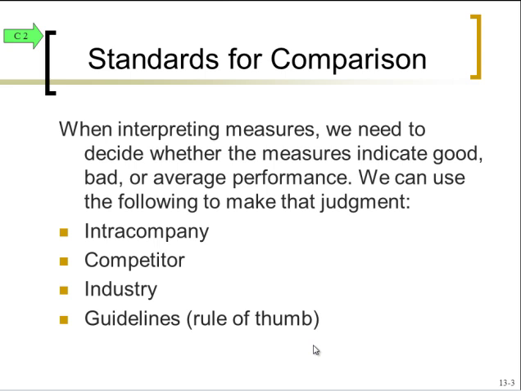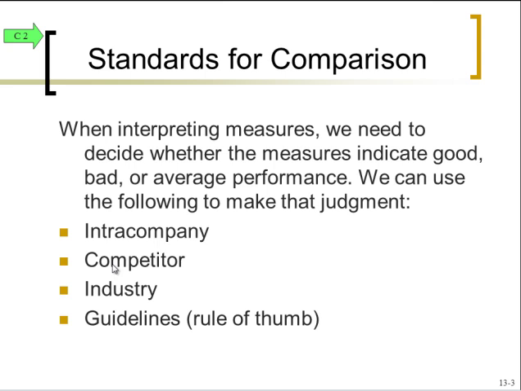So first of all, we see all this analysis. What are we comparing against? We have to take a look at intra-company comparisons, which basically means we're comparing this year to the prior year of our own company, or we're comparing Department A to Department B within our own company. Competitor analysis means that we're comparing against our main major competitor. Industry analysis is similar, except we're comparing multiple competitors.